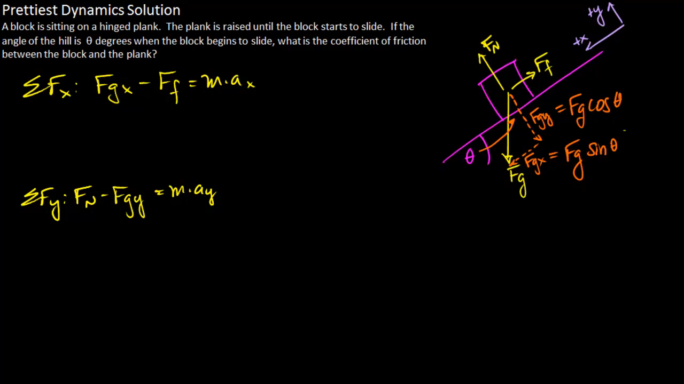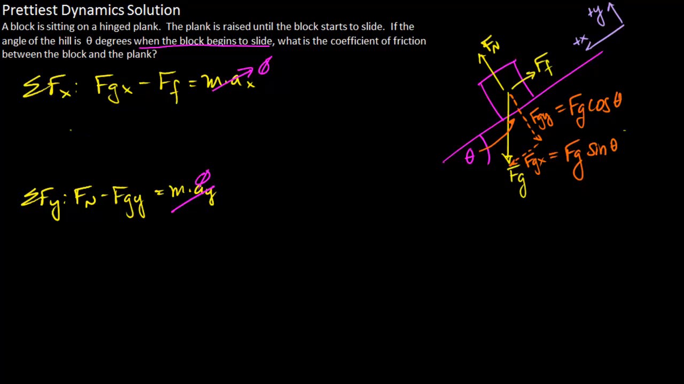And now, based on our problem, we can cancel a few things out. We set up our coordinate system so there is no acceleration in the y direction, so this becomes 0. We also know, due to the wording of the problem, it says this is just when the block begins to slide, so that's telling us that we can assume that the x acceleration is also 0.